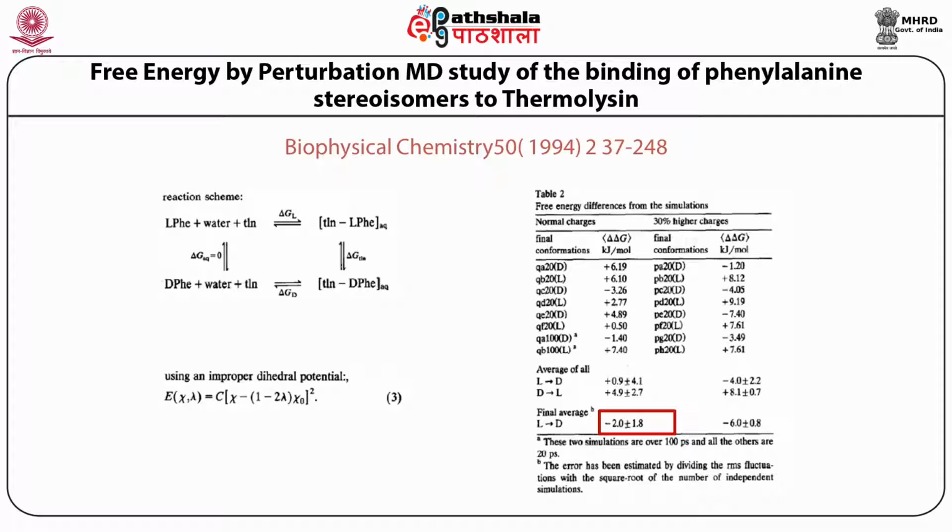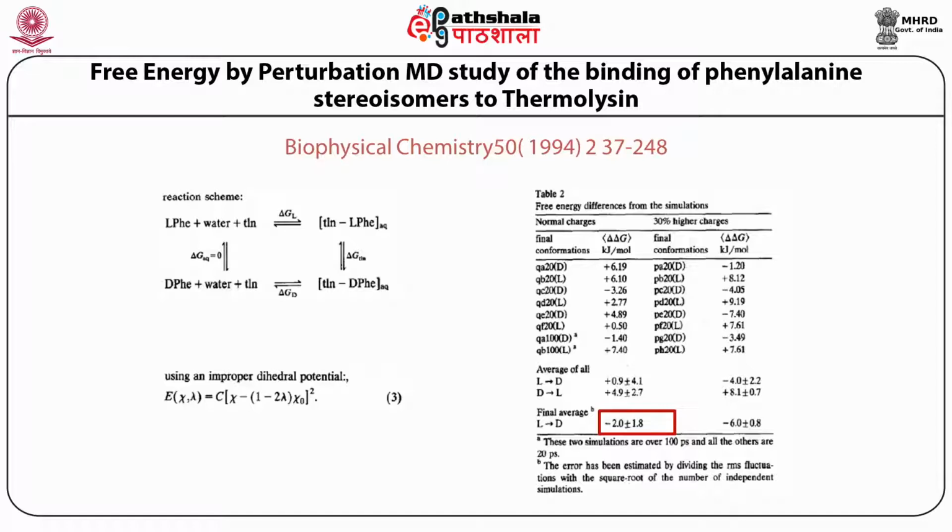We actually displayed and took a system which was quite large in those days, that is thermolysin, a big protein, and computed the free energy difference between these two systems by the perturbation MD method: the binding of L-phenylalanine versus D-phenylalanine as a ligand to the thermolysin active site. And it's a large protein containing zinc, a metal ion, and many other covalent bonds or coordination bond systems. Hence, it was a difficult system.